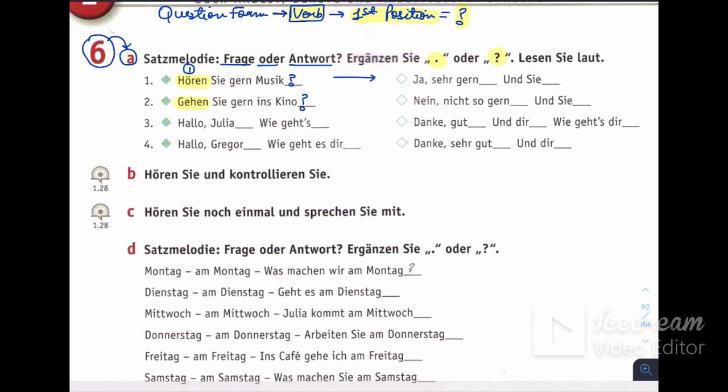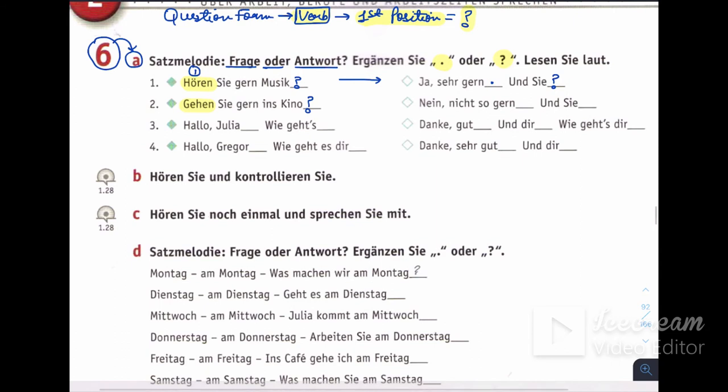Hören Sie gern Musik? Sehr gern. Yeah, sehr gern, und Sie? And now you are again asking. Und Sie? So, question form. And you? Okay, hören Sie gern Musik? You are asking now. They are saying yes, very gladly. And you, so gehen Sie ins Kino? Again, question form. Nein, nicht so gern. Und Sie? Again, question form.